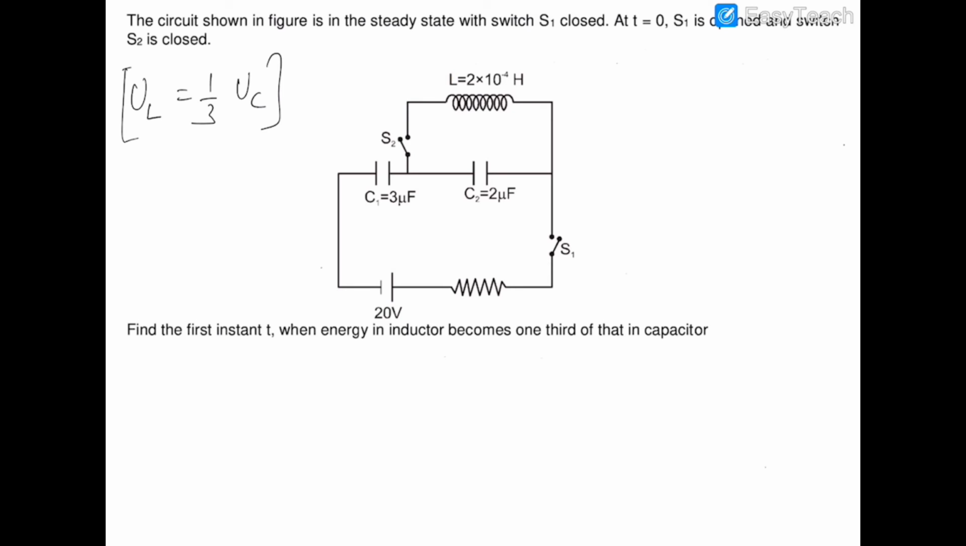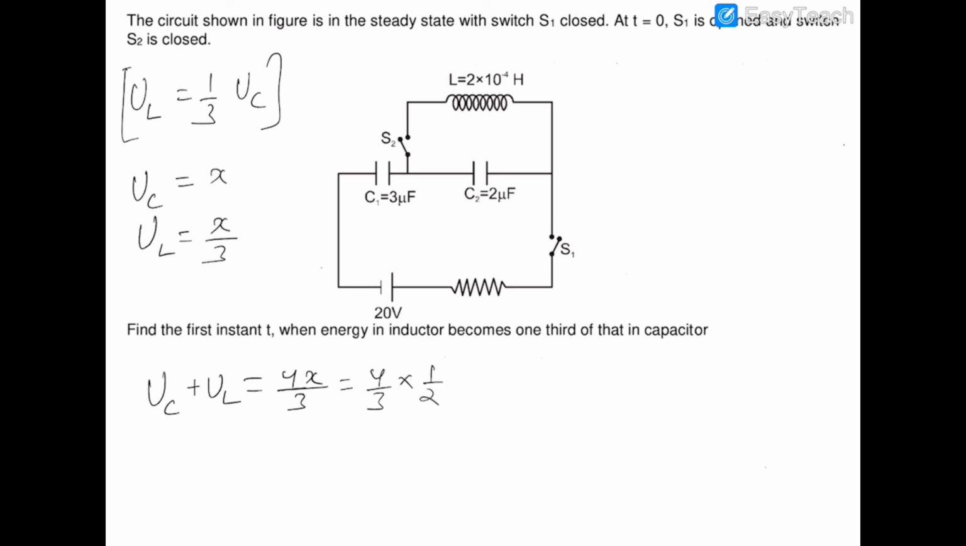So let's suppose UC is equal to X. So UL is equal to X upon 3. So total energy UC plus UL will be equal to 4X upon 3, and this total energy will be equal to 4 by 3, where X is the energy of the capacitor.